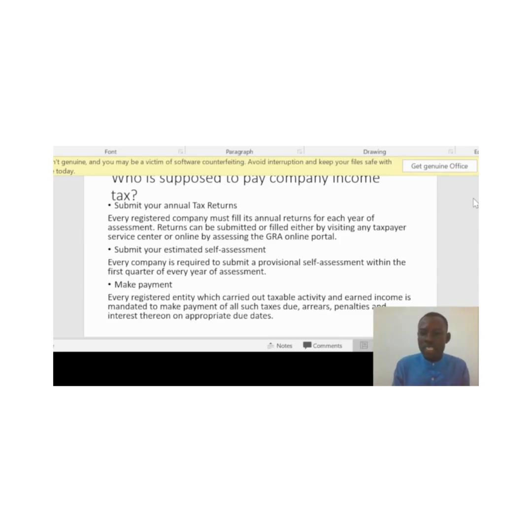Sometimes it may file returns at the same time. We will use the money to run the business for some time. So when we are going to pay, GRA assumes that you have worked with the money and you need to pay some interest on it. Then you make those payments.